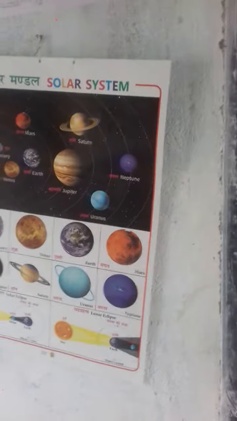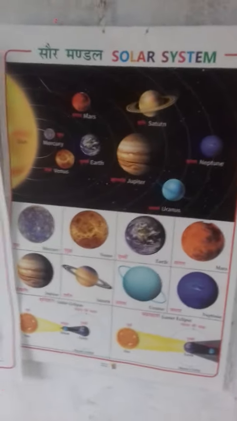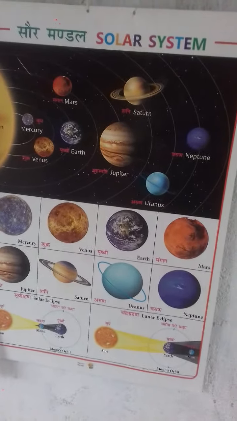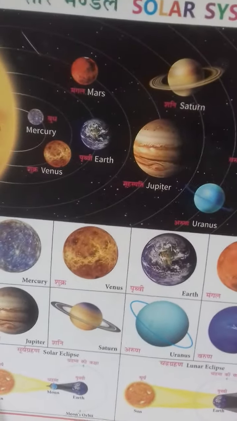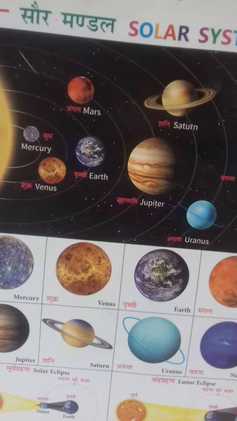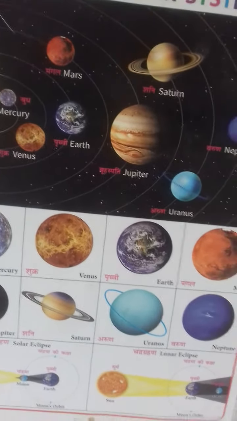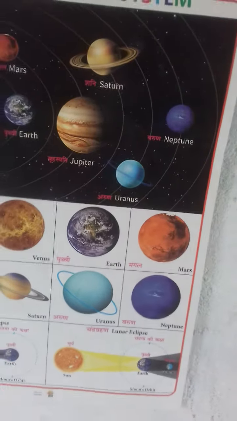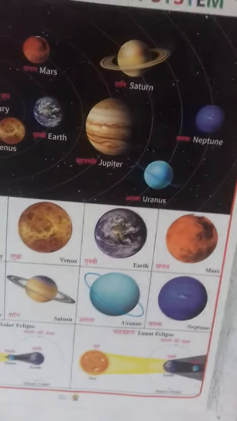Also, you can see here solar systems, different types of planets, different planets of the solar system. First planet is Mercury, second is Venus, third is Earth, then Mars, Jupiter, Saturn, Uranus, Neptune. After that, dwarf planet Pluto.